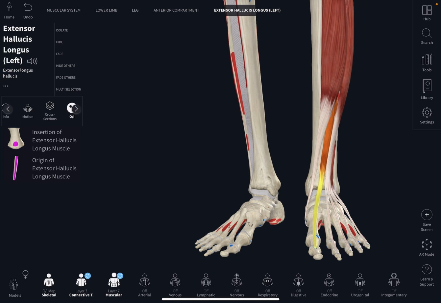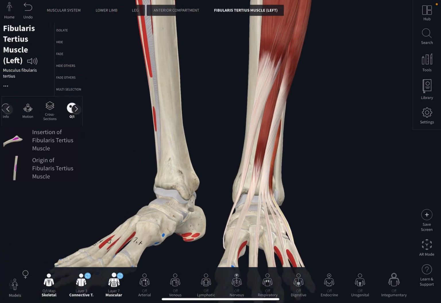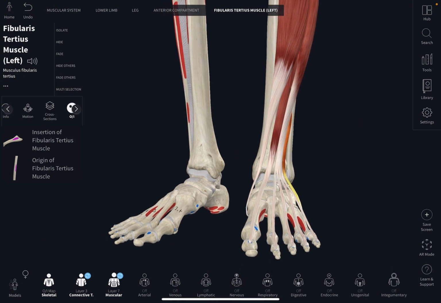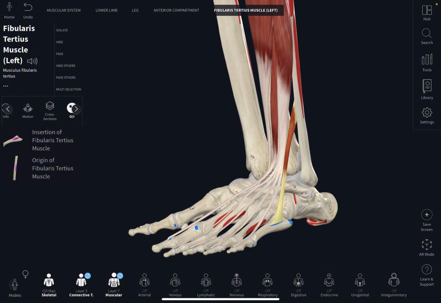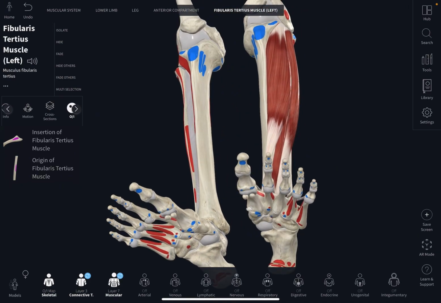Lastly, we're going to have fibularis tertius, which is going to originate from the distal half of the medial fibula, and it's going to insert itself in the dorsum base of the fifth metatarsal bone. And this is going to have weak dorsiflexion and eversion.